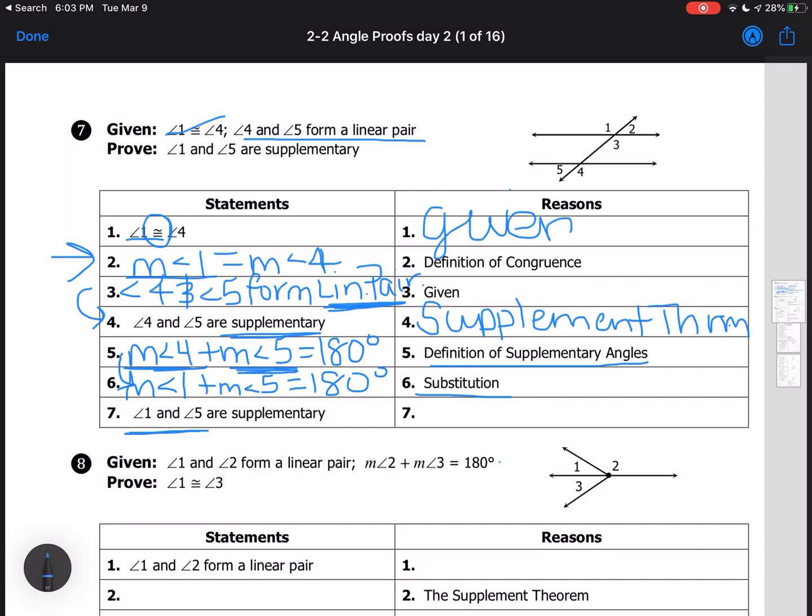And then the last statement, angles 1 and 5 are supplementary, and we need to figure out our reason. So in statement 6, we went from stating that angles 1 and 5 equal 180 degrees. We changed that to state that they're supplementary. So that is going to be definition of supplementary angles.